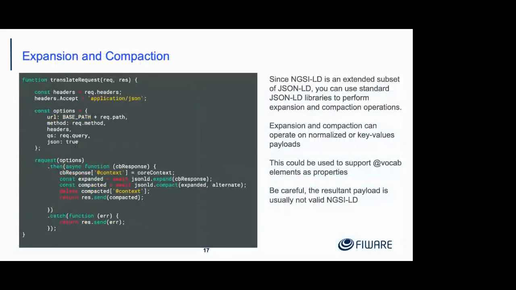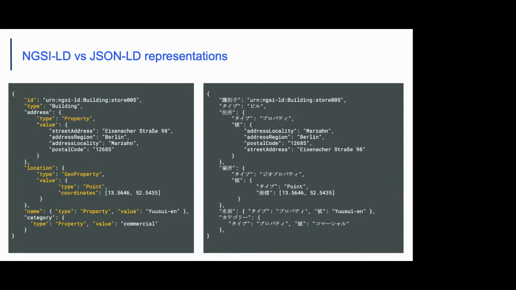So that expansion compaction operation, again, is one of the examples. I think it's the working with linked data example, and I can change my representation relatively easily from what you have on the left, which is an NGSI-LD response, to what you have on the right, which is the same thing written in Japanese, because I put in a different context.